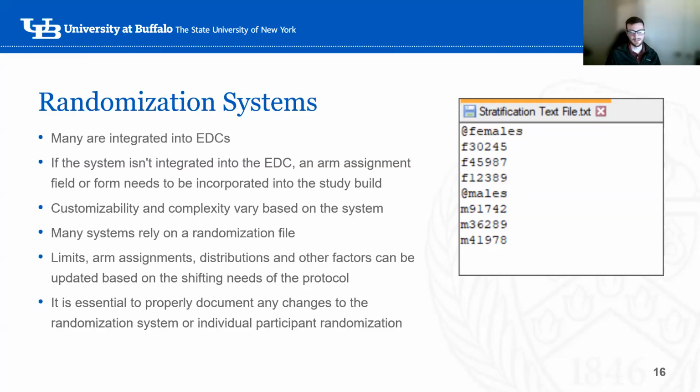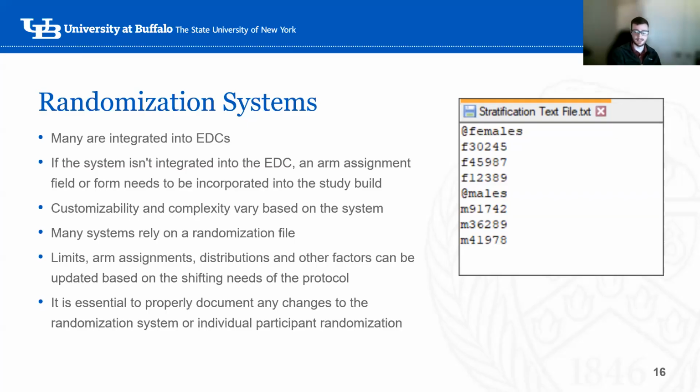Customizability and complexity vary based on the system. Many systems rely on a randomization file. I just put this strat text file in here. This is pretty simple. It's an example from one of the forms and one of the systems. This one's just stratifying for males and females. So this is something that you might be putting in there.